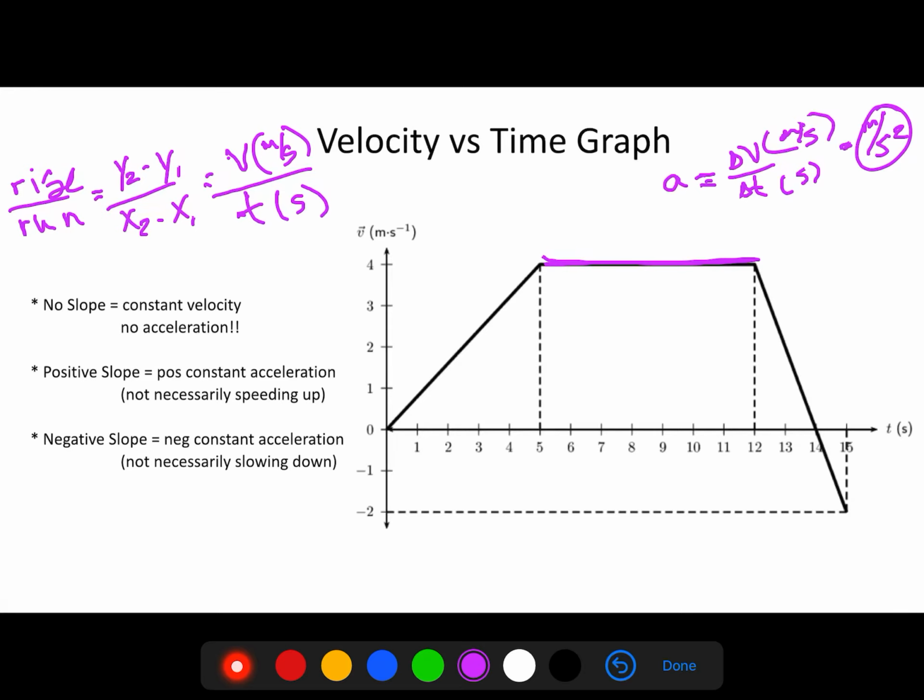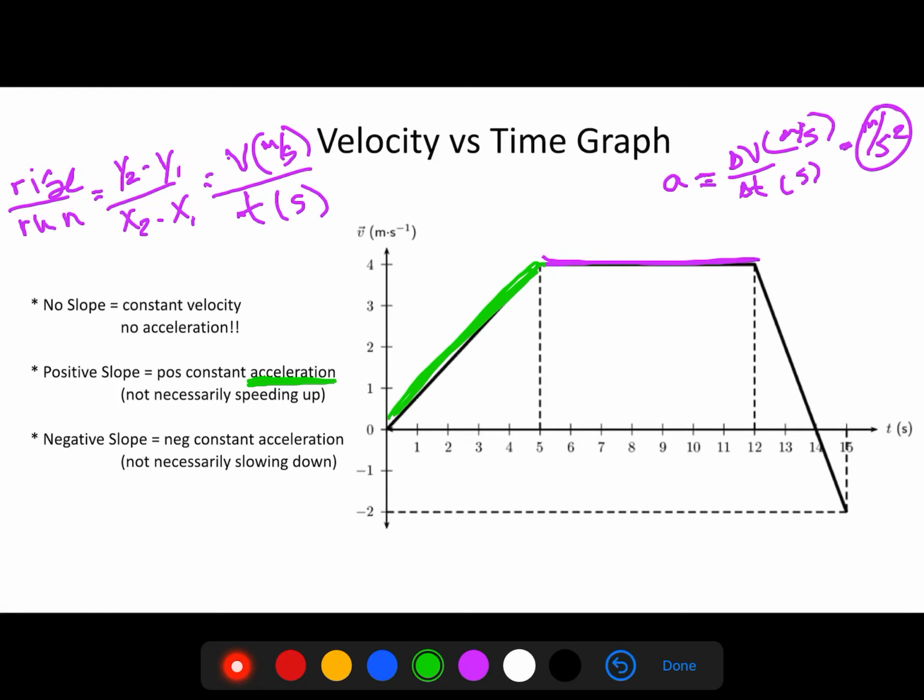Positive slopes mean that we have a positive constant acceleration. So right here, we have a positive slope. So that means that my object is increasing its velocity while moving in the positive direction in this particular case. And we'll look at some other graphs here in just a second. The fact, though, that my object is changing its velocity, that's what makes it an acceleration. Okay, remember the word acceleration means change in velocity. The word itself does not determine whether it's an increasing or decreasing change.